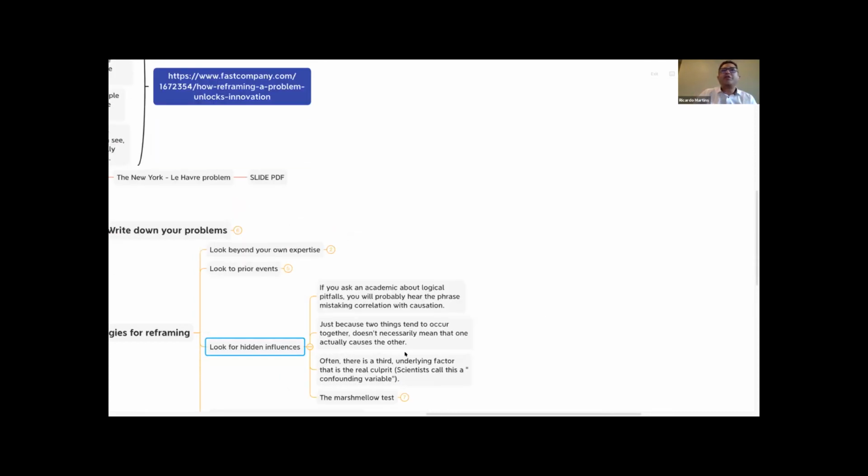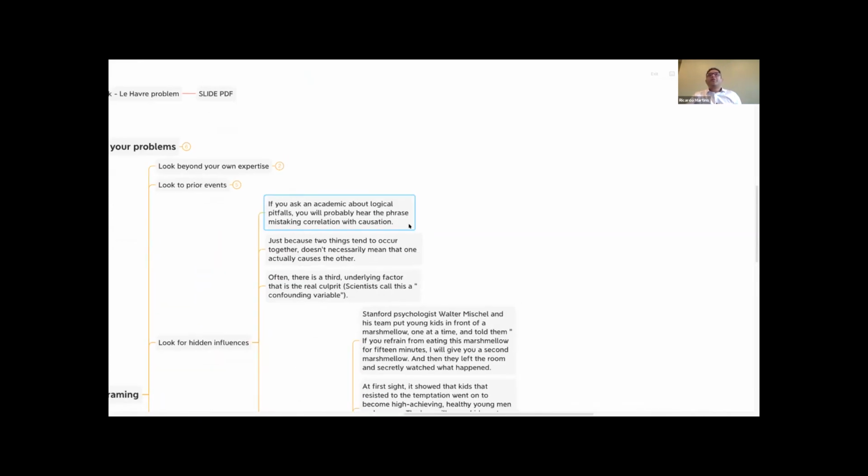The third strategy is to look for hidden influence. Just because two things tend to occur together doesn't necessarily mean that one actually causes the other. Often there is a third underlying factor that is the real culprit. Scientists call this a confounding variable. So let's talk about the marshmallow test.